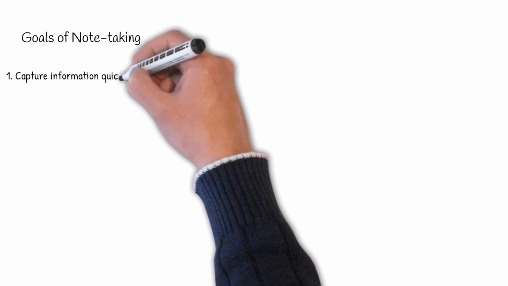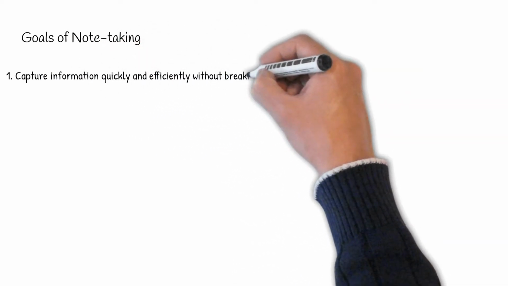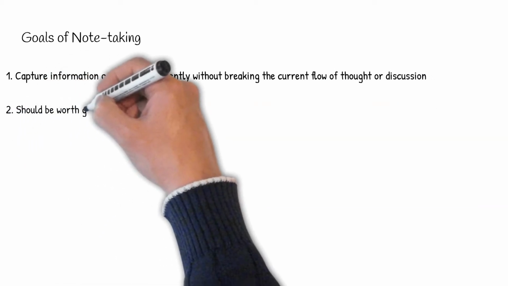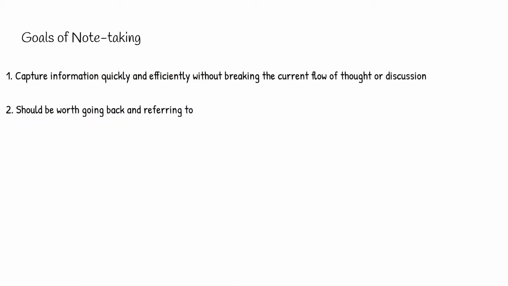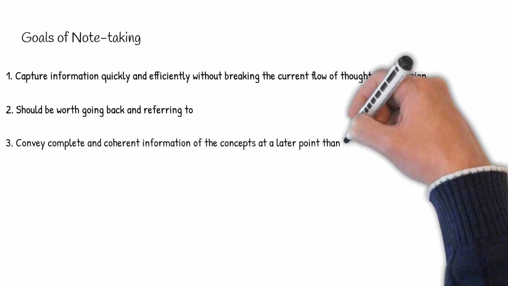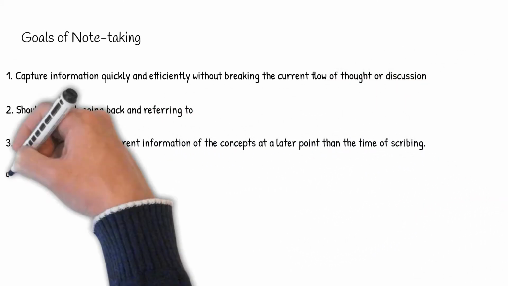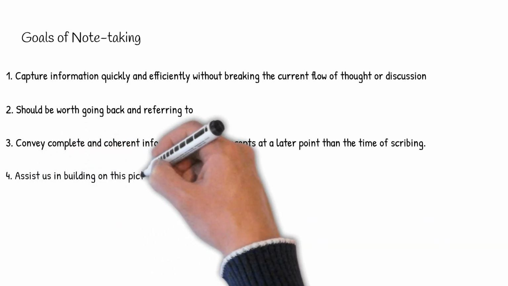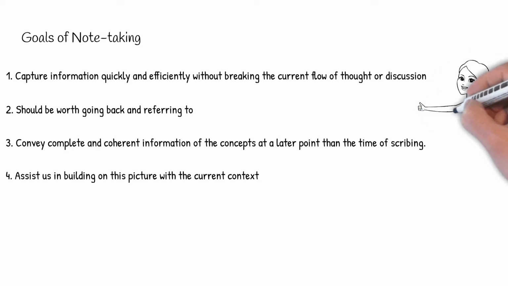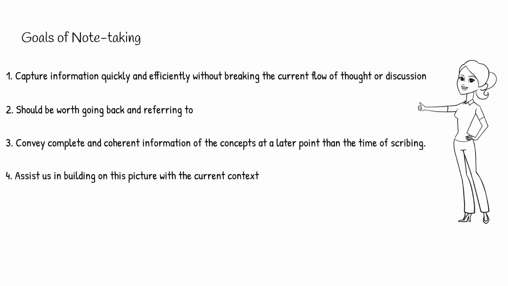Good notes should capture information quickly and efficiently without breaking the current flow of thought or discussion. They should be worth going back and referring to. They ought to convey complete and coherent information of the concepts at a later point than the time of scribing. Plus, they need to assist us in building on this picture with the current context. Now that we know these goals, let us look at the process of note-taking.